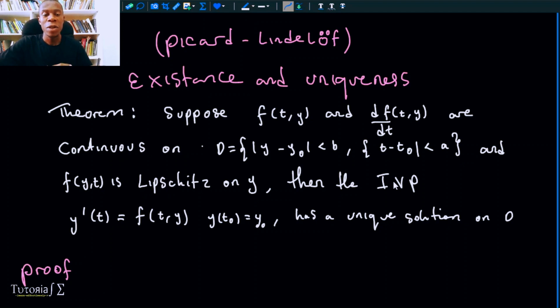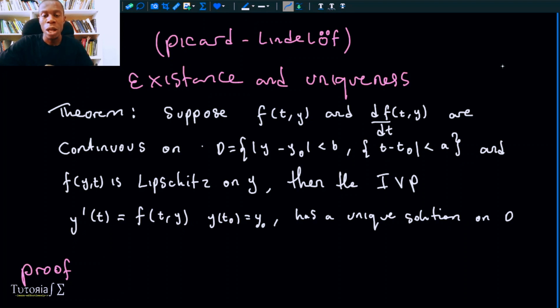Now, in today's video, we have a very interesting theorem, and that is Picard's existence and uniqueness theorem. This theorem helps us to determine beforehand if differential equations will have a solution and if that solution will be unique. Right, so I'm just going to provide the proof of the theorem, then in later videos we'll see the application.